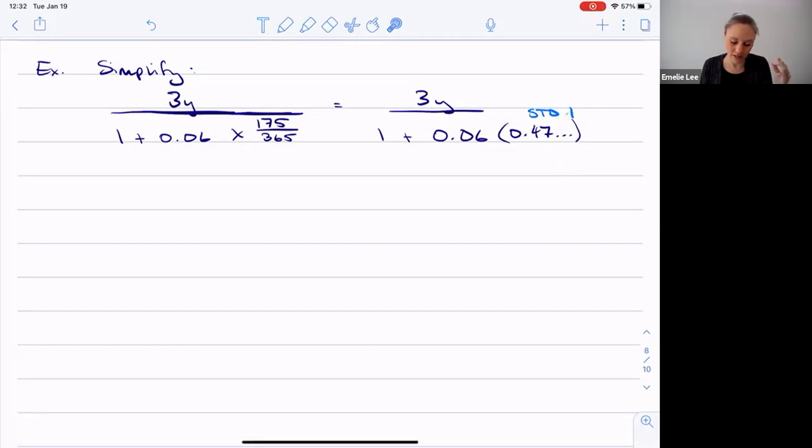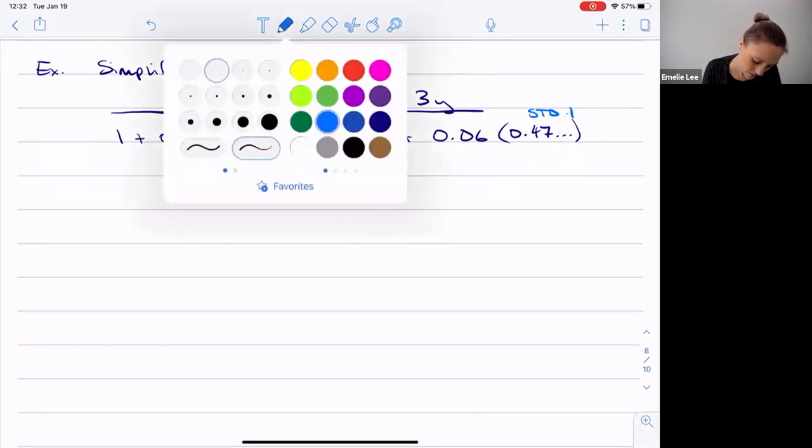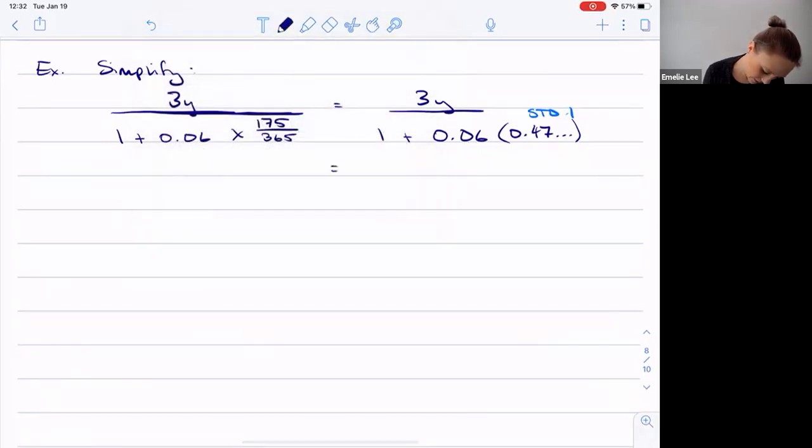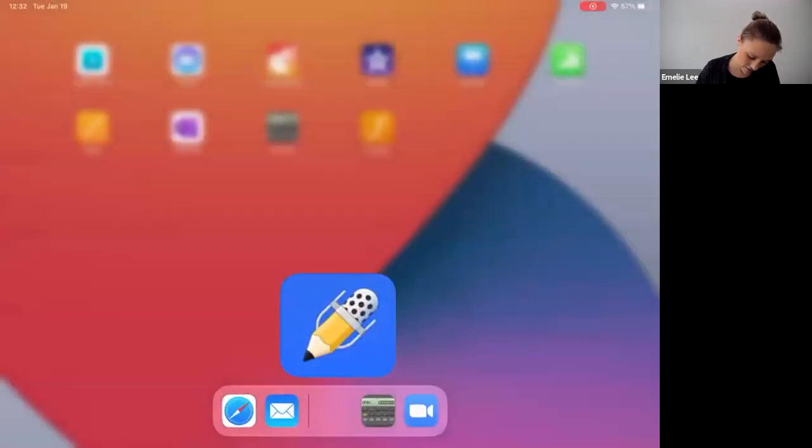So now I can do this number times 0.06. So what I end up with is 3y over 1 plus, okay, here we go.